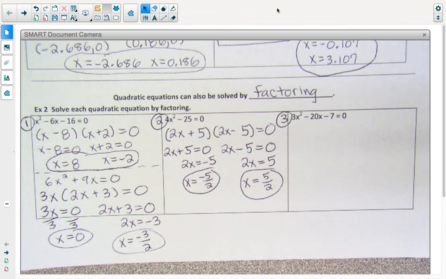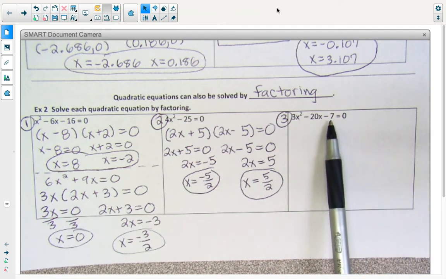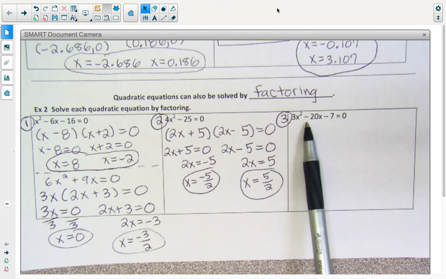All right, moving on to number 3. That problem is 3x squared minus 20x minus 7 equals 0. Now, this is one of the problems that we're going to have to do the 4-step method with. We have to do the 4-step method because we are not looking for two numbers that multiply to give me negative 7, add to give me negative 20. So we got to go through those 4 steps.